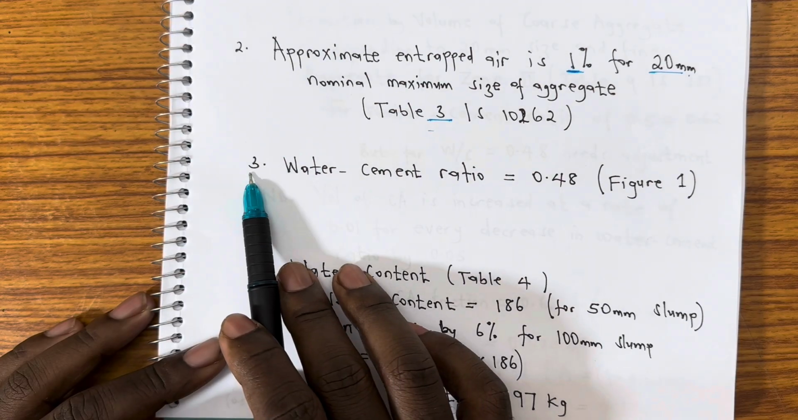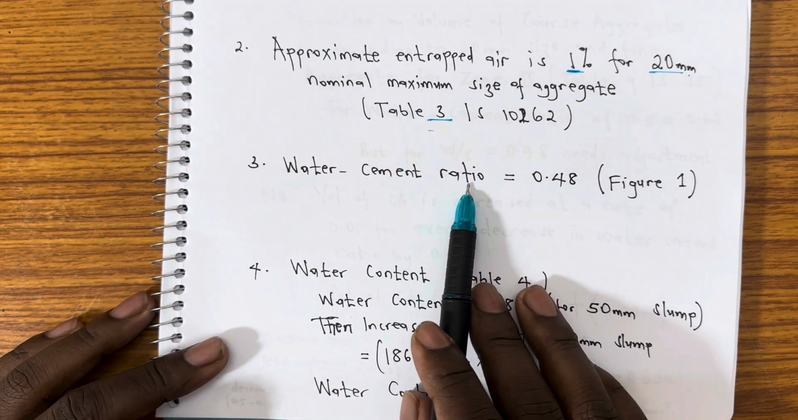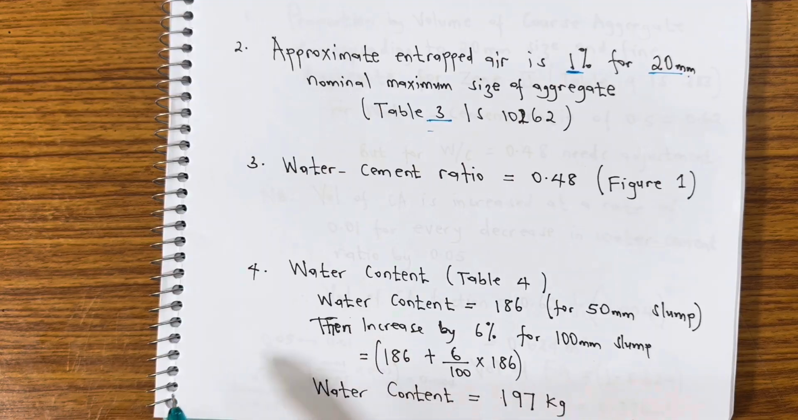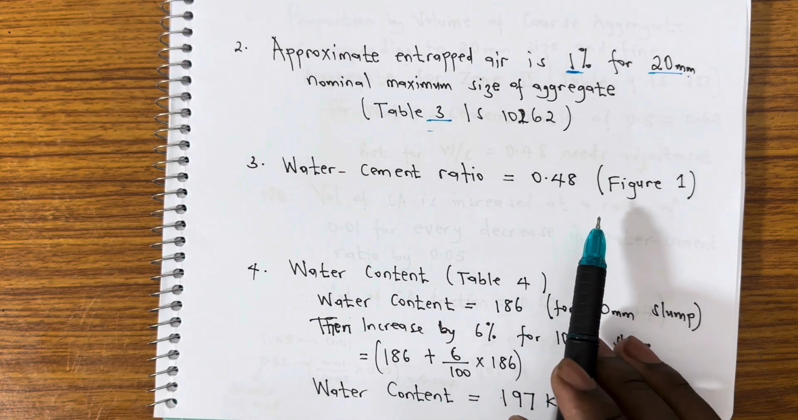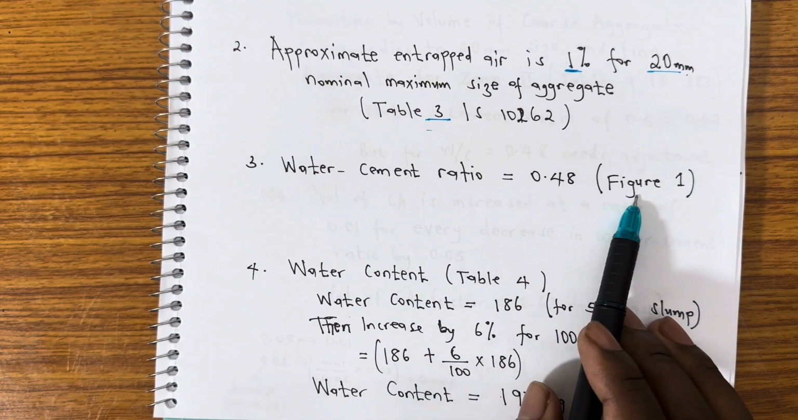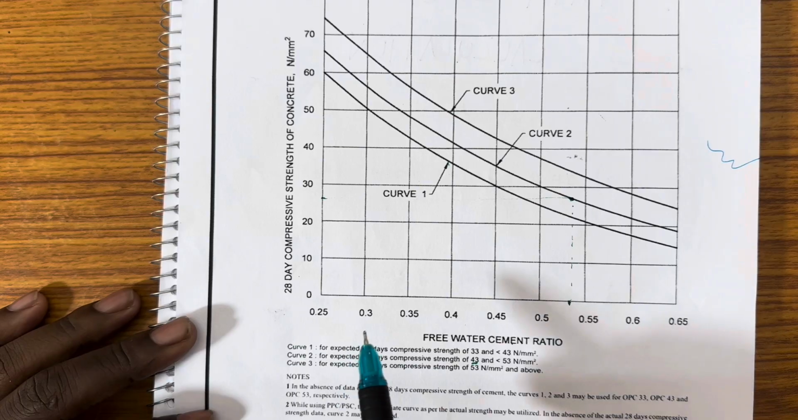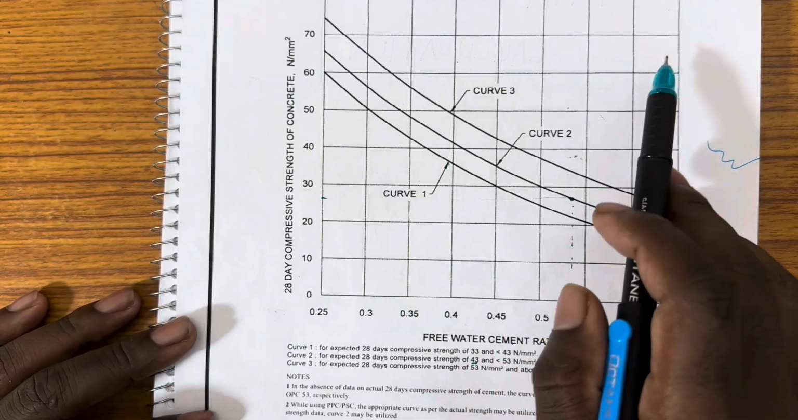The third part is the water cement ratio. Now, this water cement ratio is what you need to read from the figure, and that is figure 1. From this curve only, this is what we're calling figure 1.